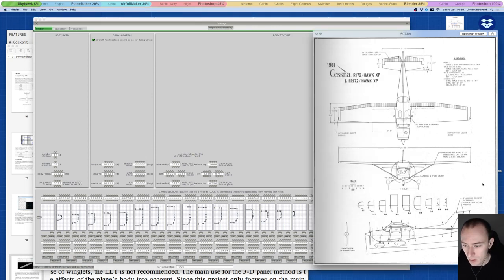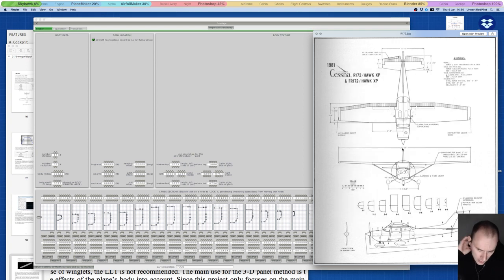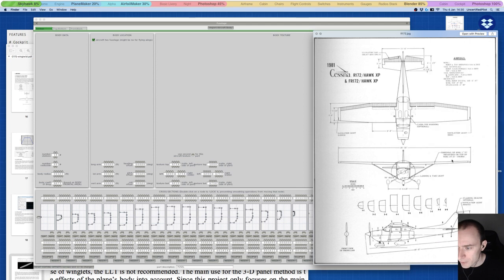We have multiple though. I'm noticing here that the wingspan of this Skyhawk is 35 feet 10 inches, while the S version is 36 precise. So yeah, clearly it's a bit off. Dihedral of wing 1.35, yeah, but it's asymmetrical. It's interesting. Measured on top of wing at 75 chord.